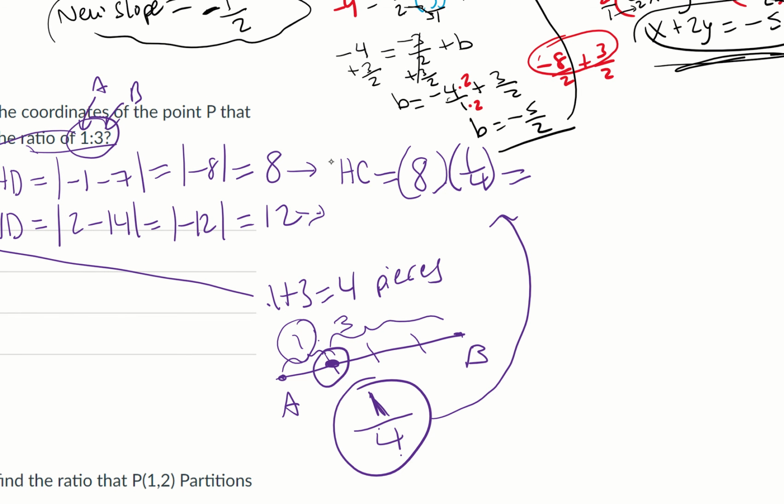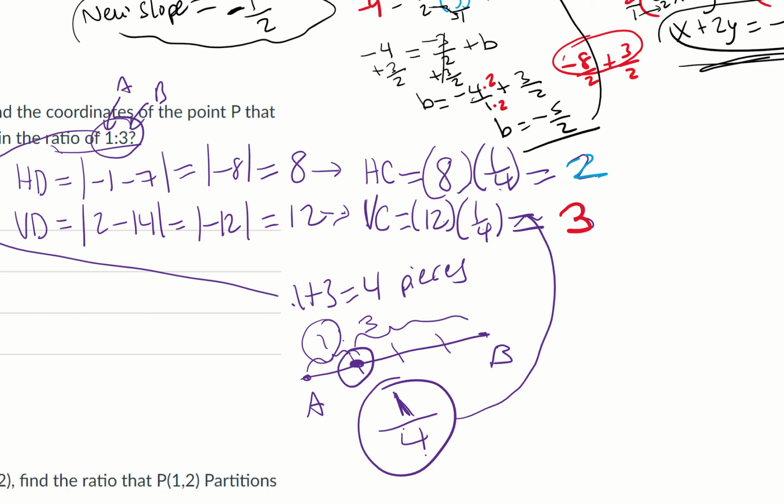Okay, and then for the vertical change, we're going to multiply that 12 that we got times the fraction 1/4. So 8 times 1/4 is basically 8 divided by 4, and 8 divided by 4 is 2. This here is 12 divided by 4, and 12 divided by 4 is 3. So our horizontal change is 2. Our vertical change is 3.